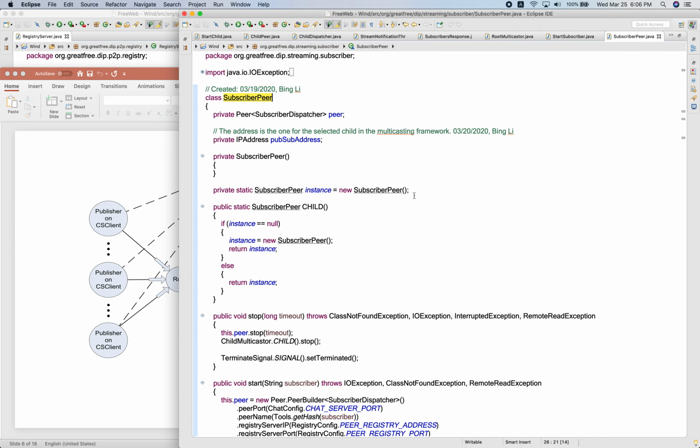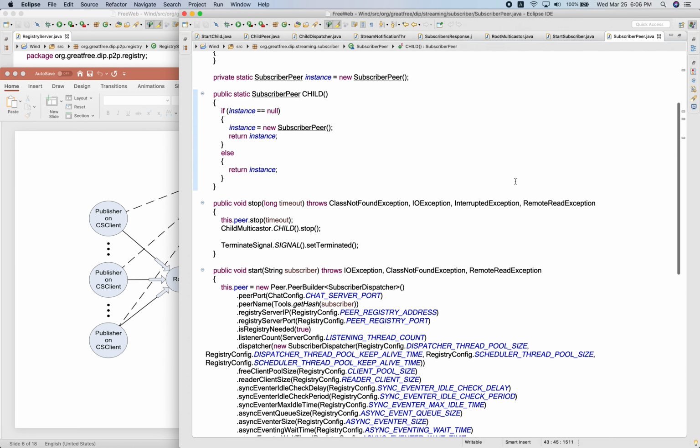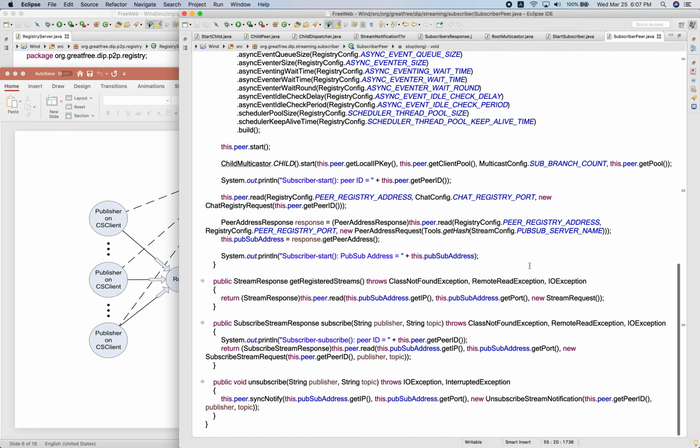In this case, this subscriber is only a child. So this code is similar to the child we talked about before. Very similar to each other. You can see this is the child multicaster. The difference is that this child may need to subscribe or unsubscribe. If one particular topic is not interesting, then it can send unsubscribe information to the pub sub server. We talked about that before.